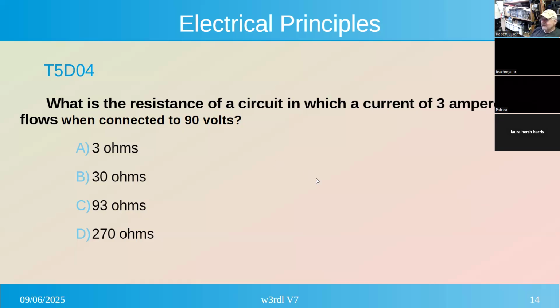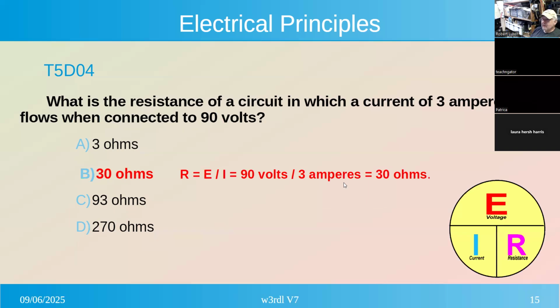Okay, so what's the consensus here? Alpha, Bravo, Charlie, Delta? Bravo. I heard a Bravo. It's in the chat box too. Bravo. Well, let's see. It's Bravo. 90 volts divided by 3 amperes.